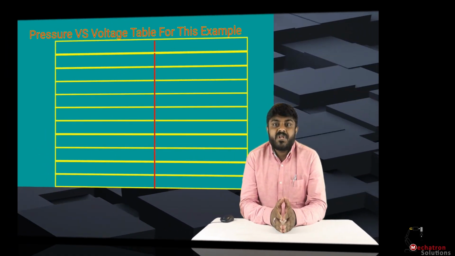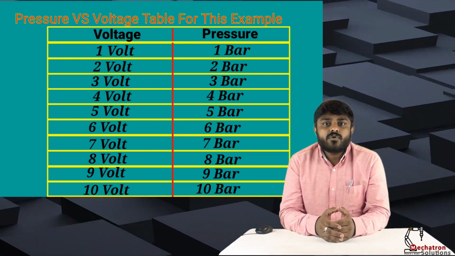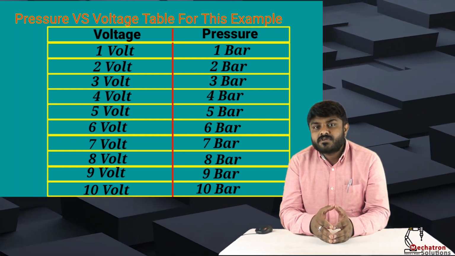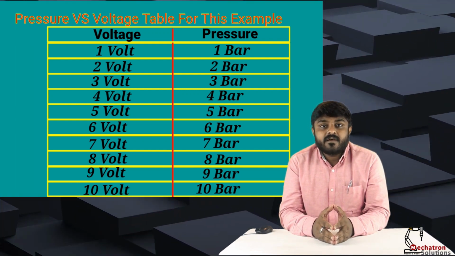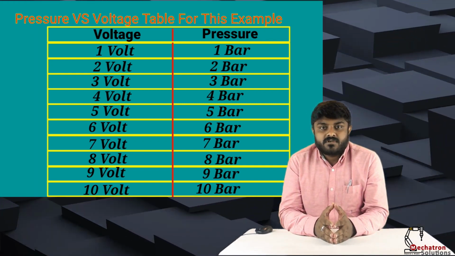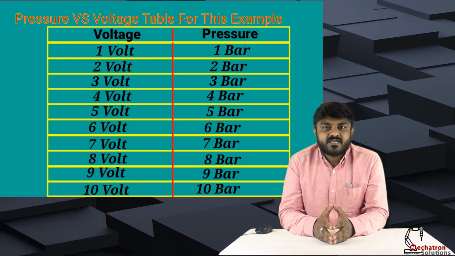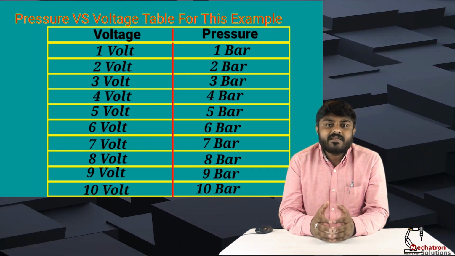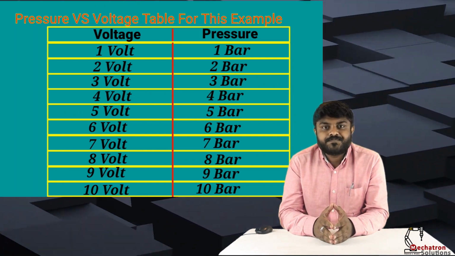The voltage versus pressure table looks like this. We get 0 volt at 0 bar pressure, 1 volt at 1 bar pressure, and finally 10 volt at 10 bar pressure for this particular transmitter. In this table, we can see only 10 steps of pressure in terms of electrical voltage.